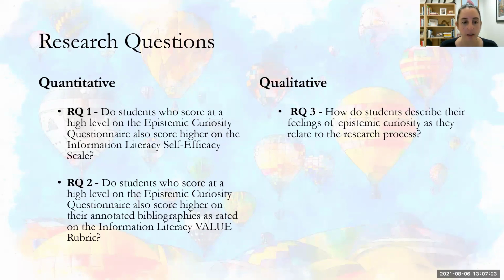Research question 2, do students who score at a high level on the epistemic curiosity questionnaire also score higher on their annotated bibliographies as rated on the information literacy value rubric? So here I was looking at epistemic curiosity as compared to scores on annotated bibliographies that the students wrote. And then research question 3, my qualitative question, was how do students describe their feelings of epistemic curiosity as they relate to the research process?